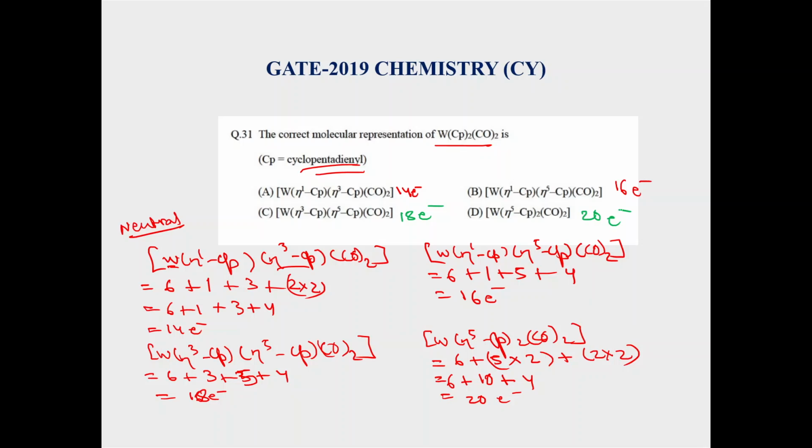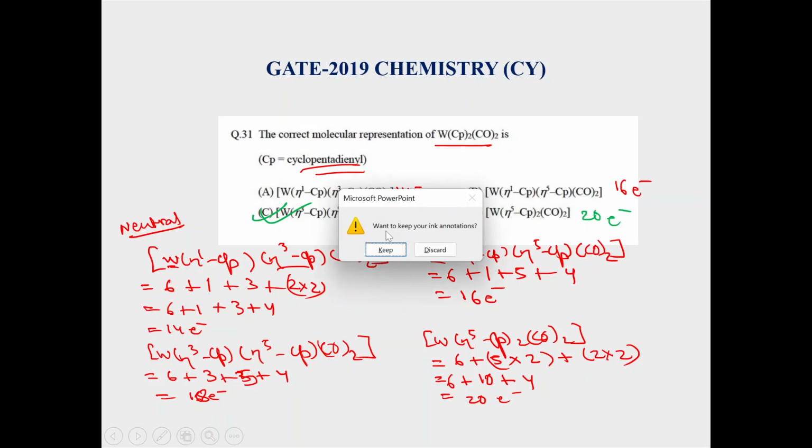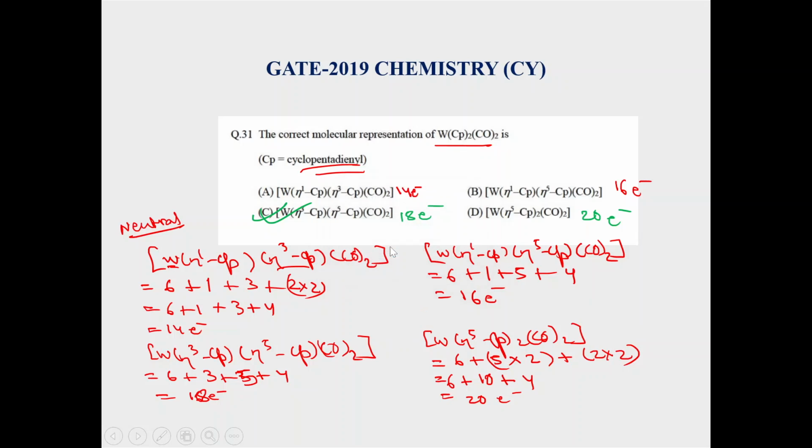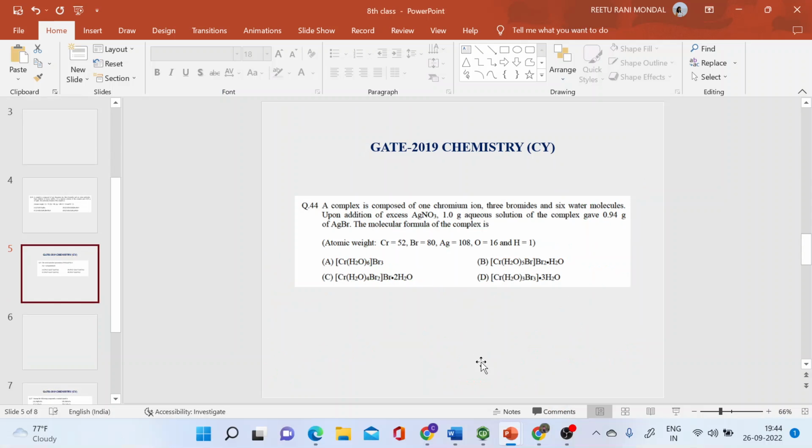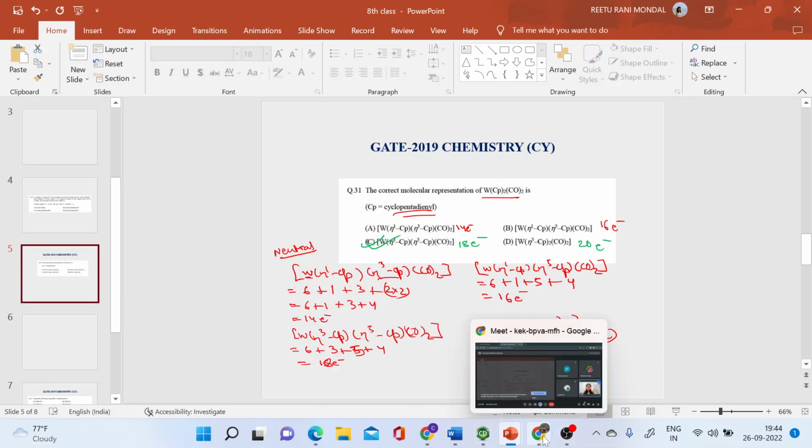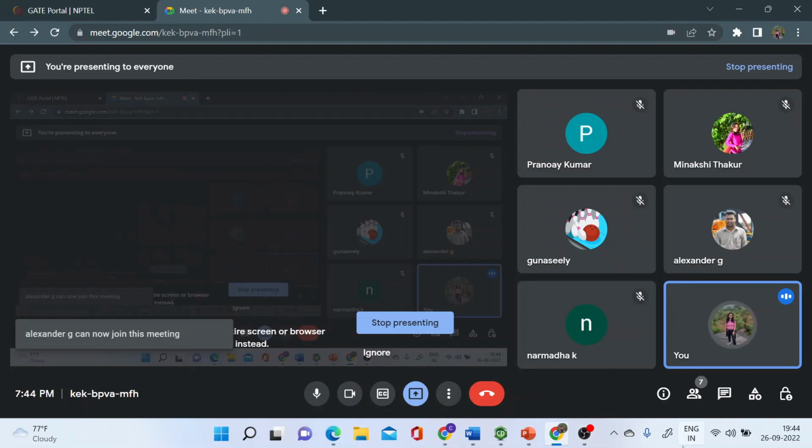So it is very easy now to say which one will be the correct molecular representation. Which one is the correct one? C. Yeah. So this was one of the easiest questions which came in the GATE 2019 paper. Okay, so we will move on to the next question.